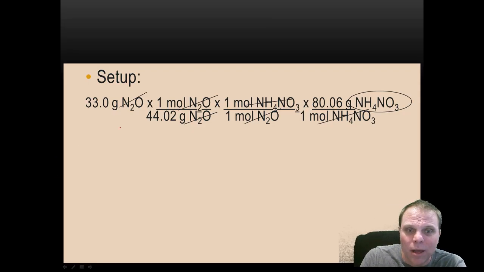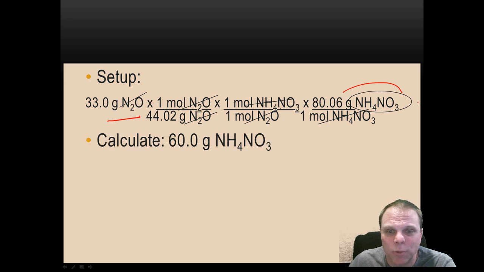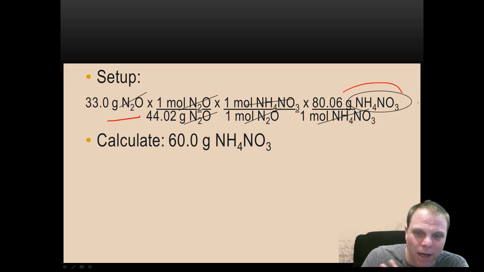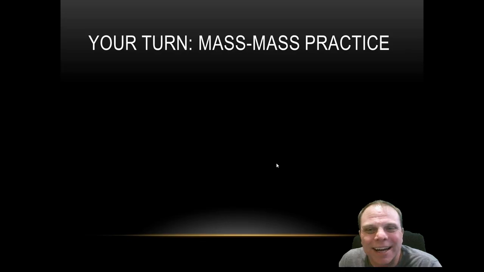So you start here with grams of dinitrogen monoxide, and now you've got grams of ammonium nitrate. Sweet. That's where I wanted to go. That's what I got. Don't forget to box your answer, and you are golden. You ready to try it on your own? I know you are. All right, here we go.